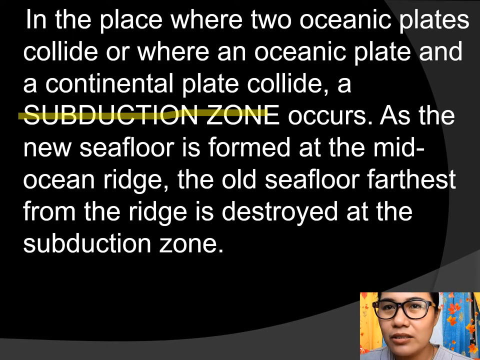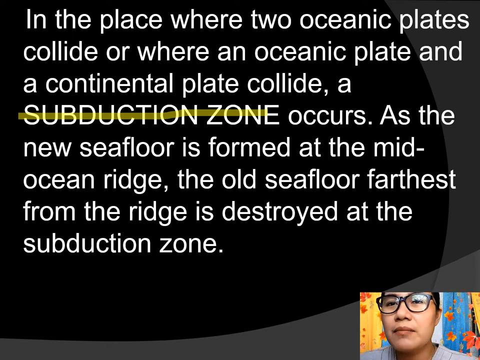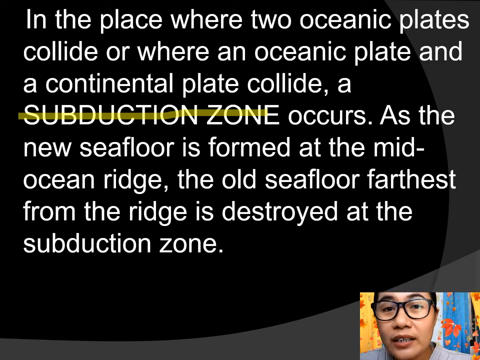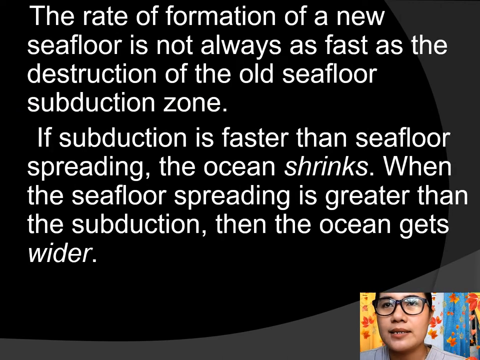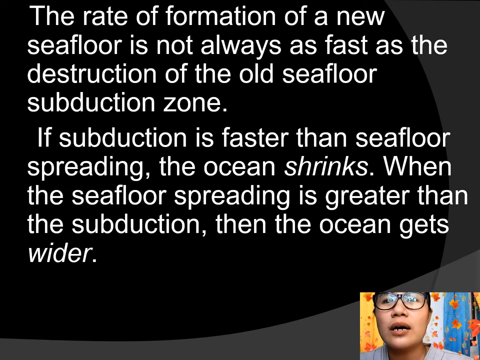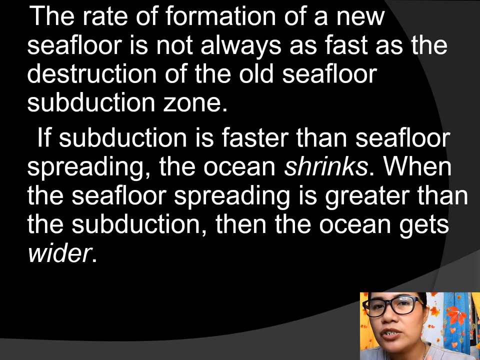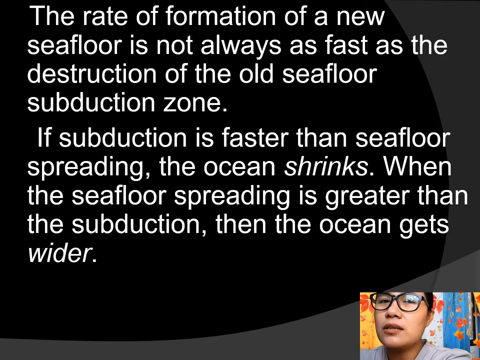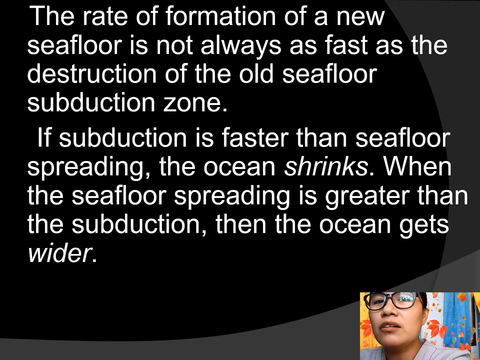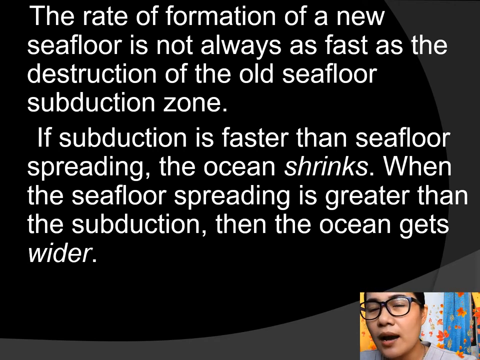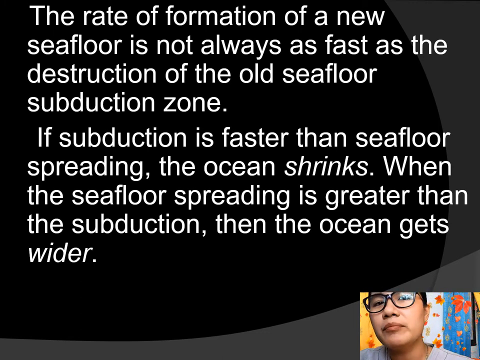And the cycle continues. So as the new seafloor is formed at the mid-oceanic ridge, the old seafloor, farthest from the ridge, will be destroyed at the subduction zones. It is connected. The rate of formation of new seafloor is not always as fast as the destruction of the old seafloor in the subduction zone. If subduction is faster, convergence is faster, and the oceanic plate subducts. The magma comes out slowly, and new land forms slowly.